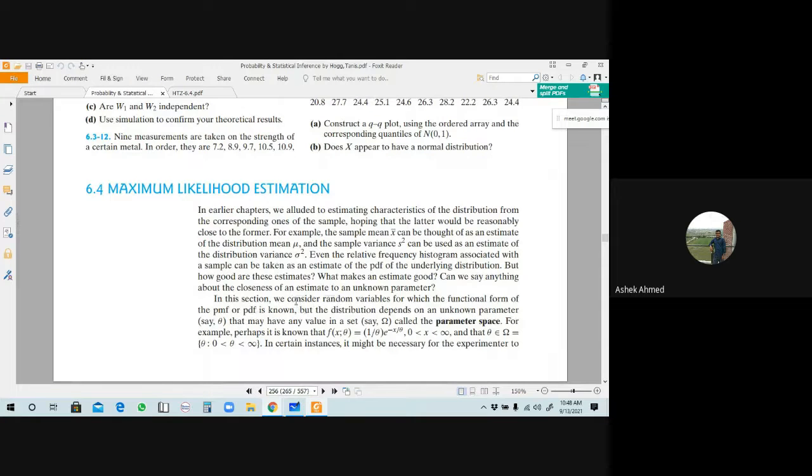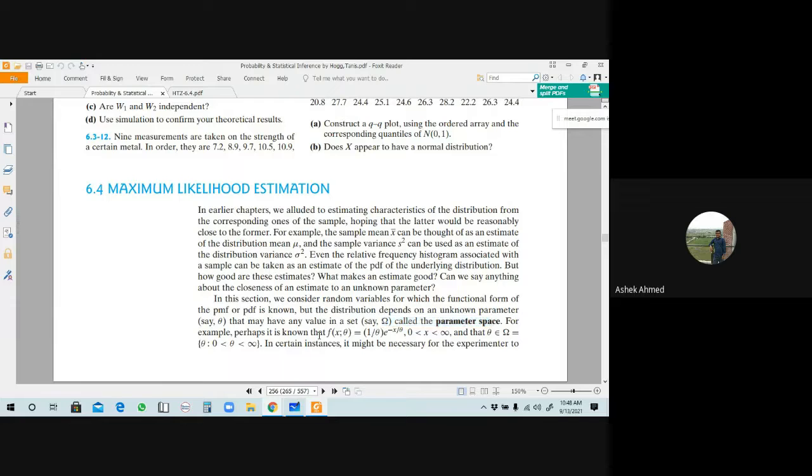For that case, we consider random variables for which the functional form of the PMF or PDF, probability mass function or probability density function, is known. But the distribution depends on an unknown parameter, called theta, that may have any value in a set called omega. So a parameter theta that belongs to omega. That omega will be called the parameter space.